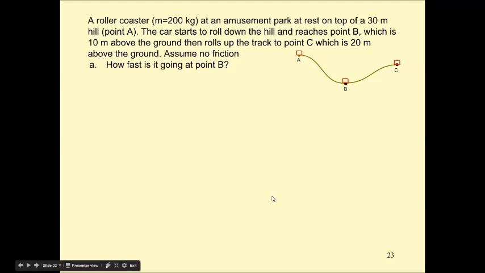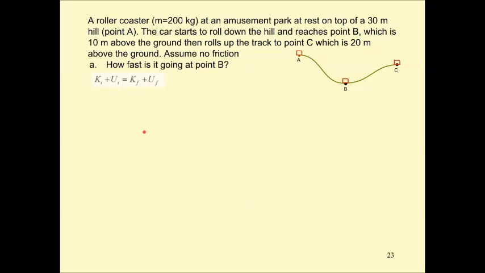Okay, so let's take a look at an example. We have this roller coaster. It has a mass of 200 kilograms at an amusement park. It's at rest at the top of a 30-meter hill from point A, so 30 meters from some base level down here. It starts to roll and it reaches point B, that is 10 meters above the ground, and then it goes back up to C, which is 20 meters above the ground. Assume no friction, and we're going to calculate how fast it's going when it's at point B.